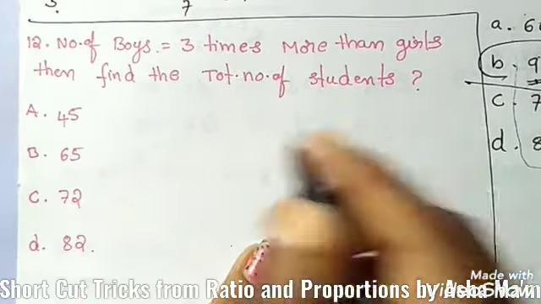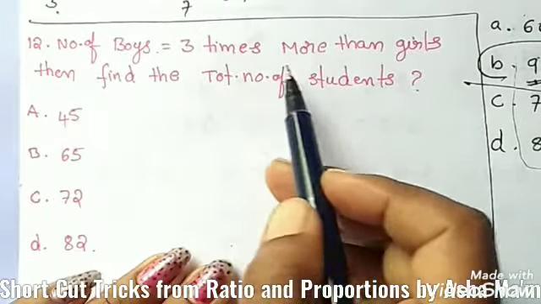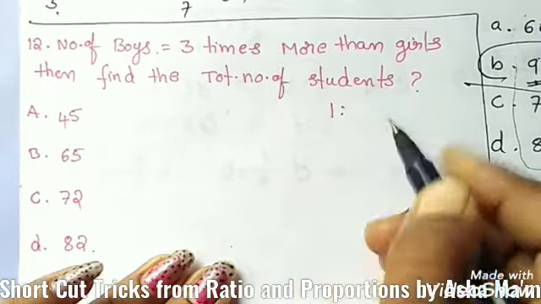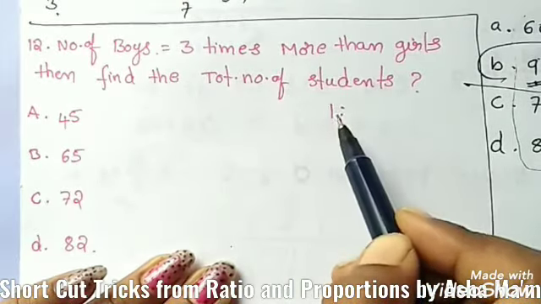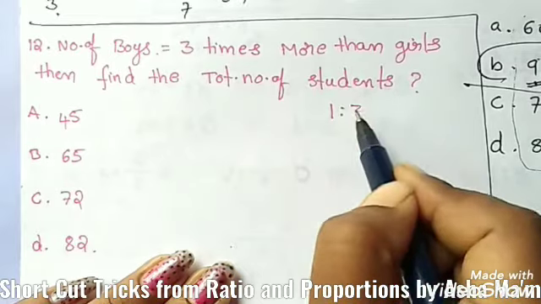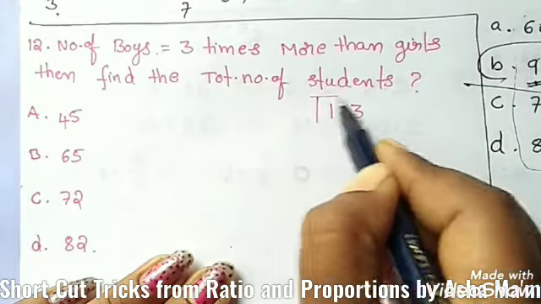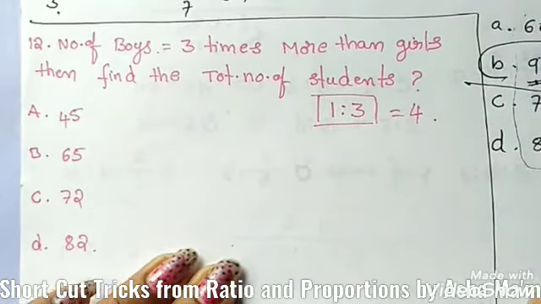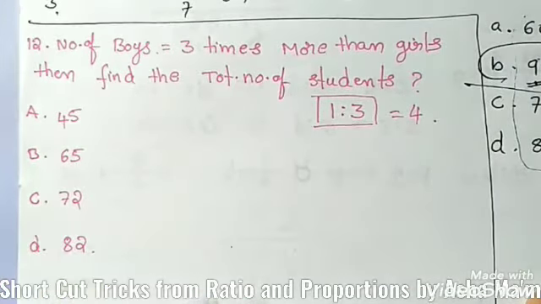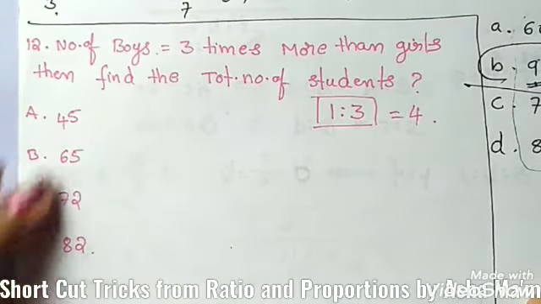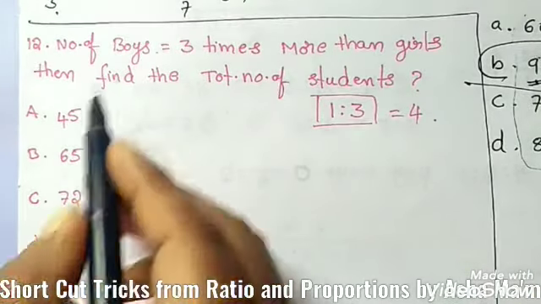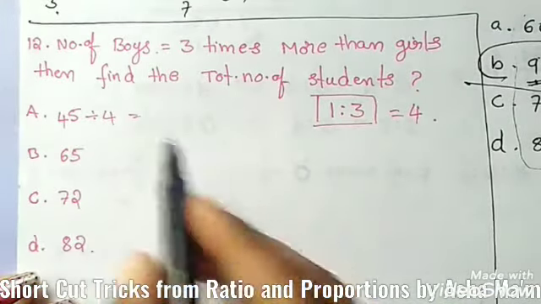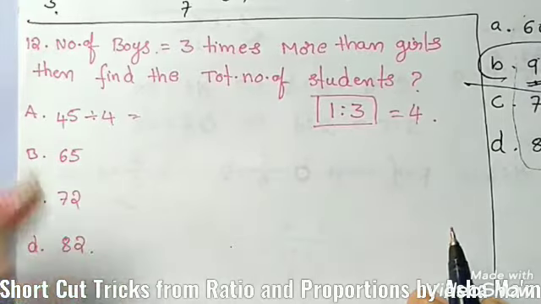So here they have given that the number of boys is 3 times more than girls. So if you take the number of girls as 1, the boys are 3 times more, means just 1:3. This is the ratio of the students. If you add these two numbers, you should get 4 here. Then the same process that we have done in the previous question. Basing upon these options, if 45 is divisible by 4, then that may be the answer.